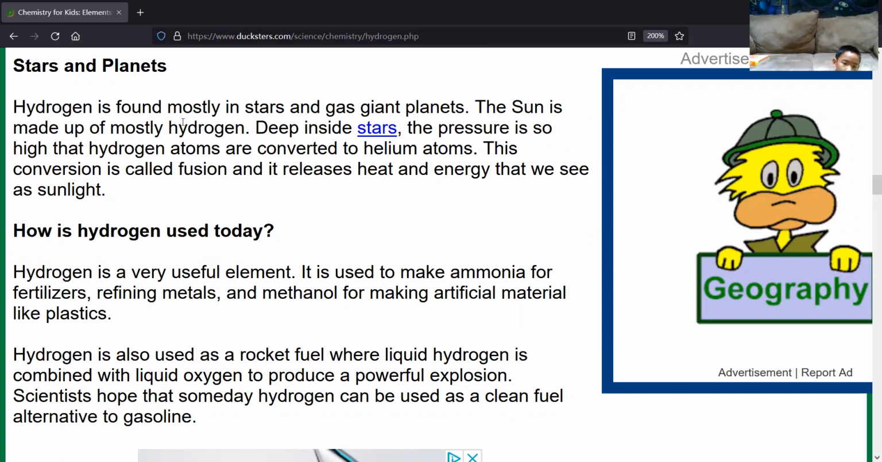How is hydrogen used today? Hydrogen is a very useful element. It is used to make ammonia for fertilizers, refining metals, and methanol for making artificial materials like plastics. Hydrogen is also used as a rocket fuel, where liquid hydrogen is combined with liquid oxygen to produce a powerful explosion. Scientists hope that someday hydrogen can be used as a clean fuel alternative to gasoline.